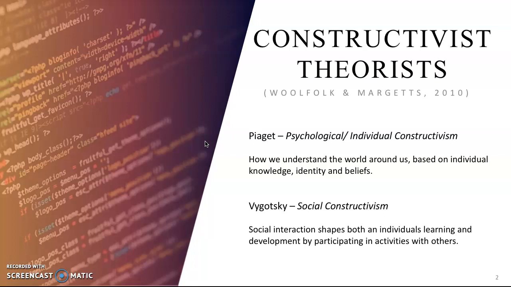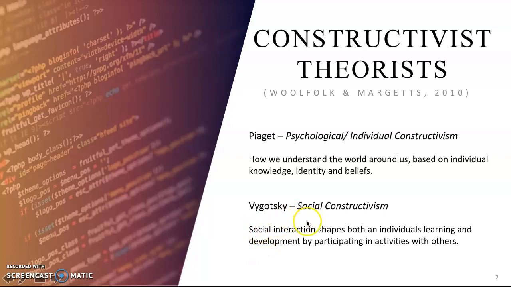So to begin with, we're going to be looking at two of the main constructivist theorists. The first of those, Piaget, who originally coined constructivism. He believed that we understand the world around us based on individual knowledge, identity, and beliefs. So this was coined as psychological or individual constructivism. But today we're going to be looking more at Vygotsky's social constructivism, which is social interaction.